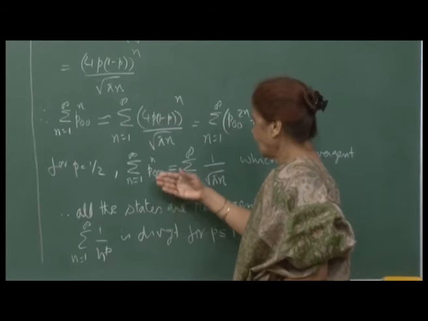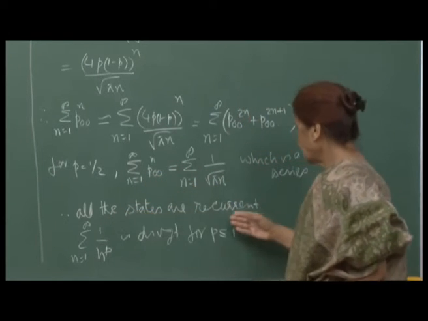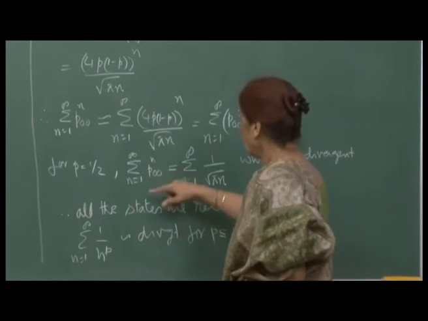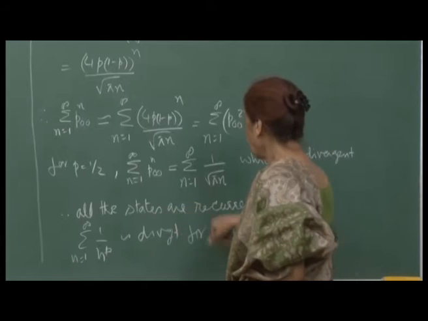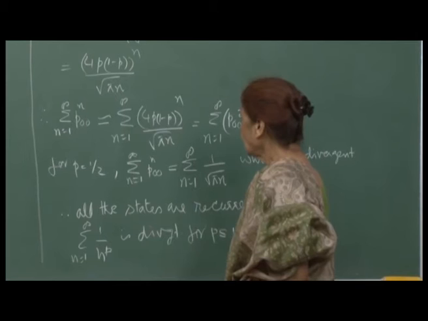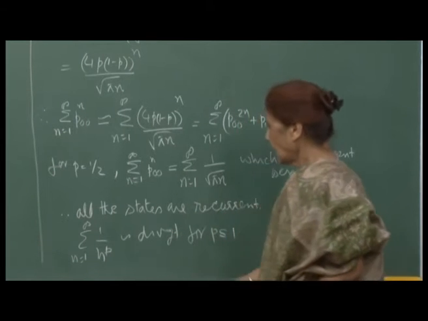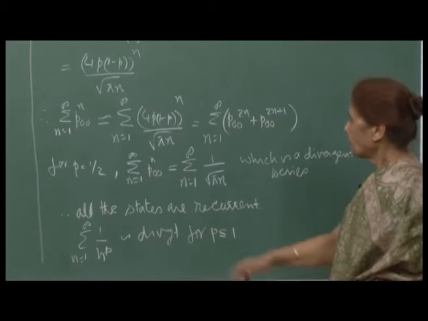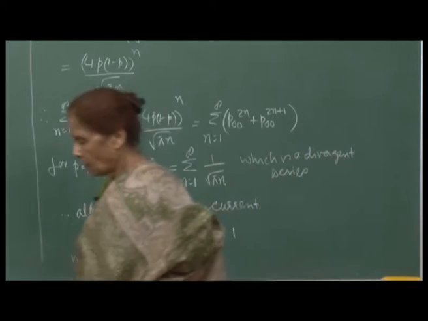Therefore, this is a divergent series, and we will immediately conclude that all the states are recurrent, because the time to return is infinity. So, all states are recurrent, that means the sum over n from 1 to infinity of p_00^n diverges. So, this is recurrent, and therefore, all other states are also recurrent. Okay. Now, we have to consider the case when p is not equal to half.